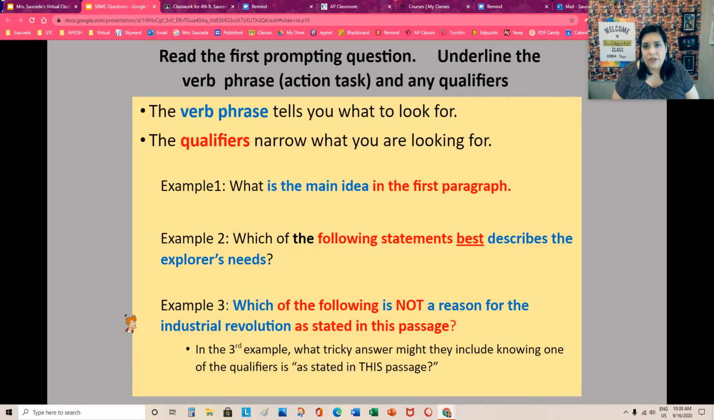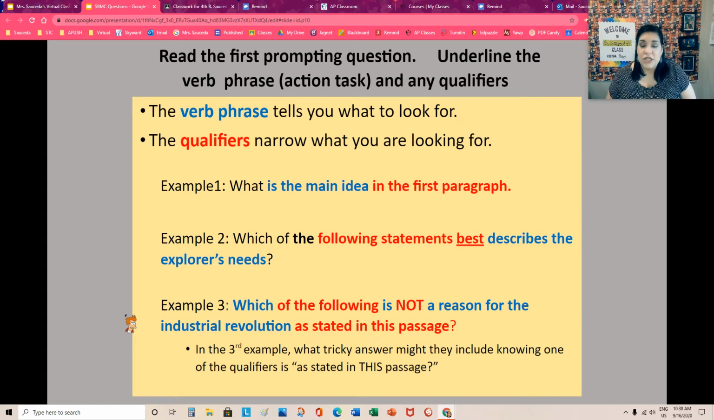Now, when you read the question, and of course this is optional, this is really for if you have the paper copy, you could mark on it. The verb phrase tells you what to look for, and the qualifier narrows down specifically what you're looking for. So in example 2, which of the following statements best describes the explorer's needs? You're going to be looking for the explorer's needs, and of course, the best statement. So that means there's probably going to be 2 of them that are explaining the explorer's need, but you will need to find the one that is specifically the best.